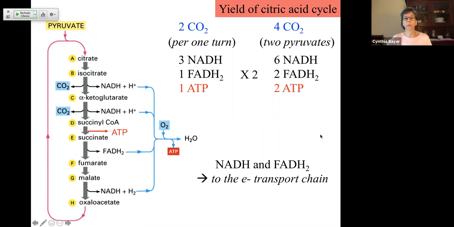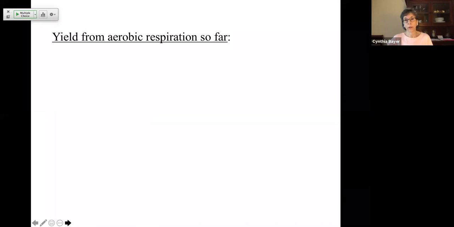So for aerobic respiration, what we'd like to do is take a bit of a pause and summarize what respiration has yielded so far. I'm going to ask you, up to this point, completing the citric acid cycle, starting with a molecule of glucose, how much ATP has been produced? If anyone wants to tell me with a raised hand or in the chat. All right, 4 ATPs. Where have the ATPs come from so far? From one molecule of glucose, where have the ATPs come from?